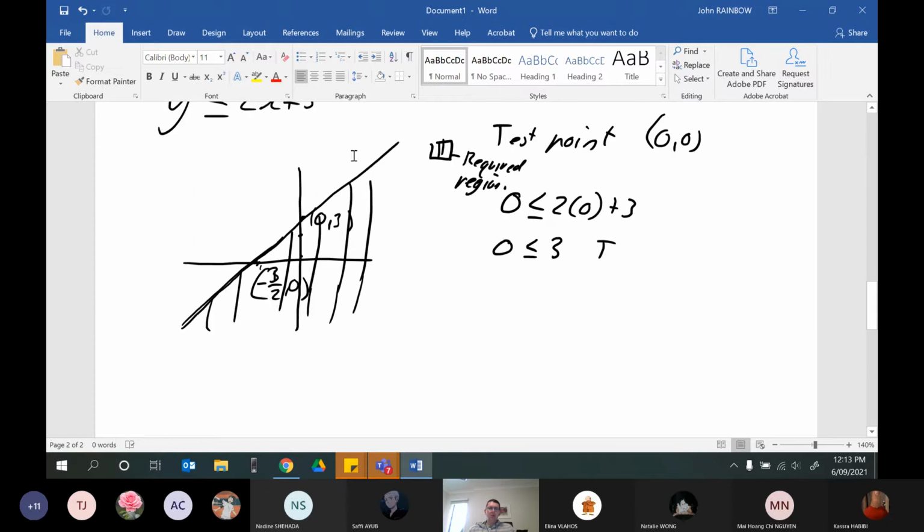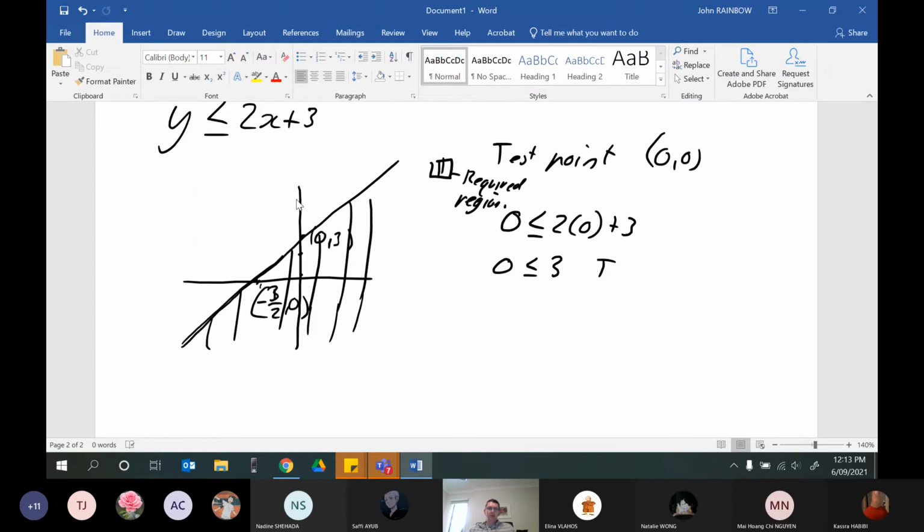Okay, so you could do a different test point. Like I could just say, let's say we do 0, 4. Okay, if I did 0, 4, so then I just put in 4 for y and 0 for x. Is 4 less than or equal to 3?